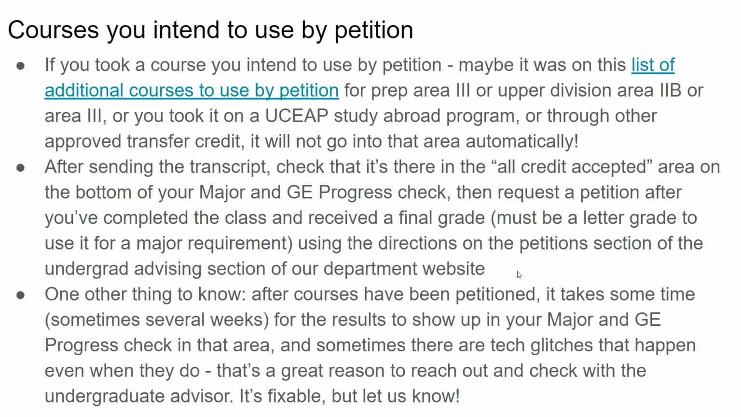And then just one other thing to know, after courses have been petitioned, it can take some time, sometimes a couple of weeks, for things to pop into your major and GE progress check. That's also true if it's a pre-approved course on assist. It just takes time for the system to pick up and read everything on your transcript and put it in the right place. So just know that it can take a couple weeks. If it looks weird or it's been months and you haven't seen any changes, definitely reach out to us and see if there was maybe a glitch in the process somewhere. We can help you figure out where that might have gone wrong.